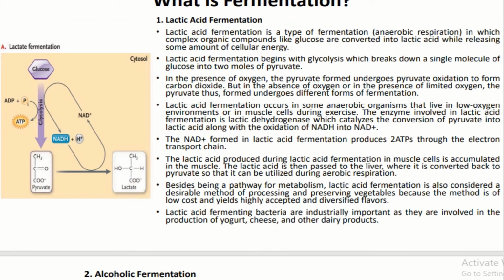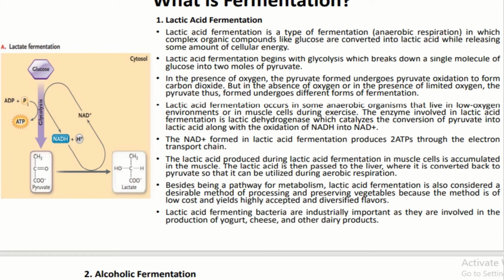Then we have lactic acid fermentation. Lactic acid fermentation is a type of fermentation. It is a form of anaerobic respiration in which complex organic compounds like glucose are converted into lactic acid while releasing some amount of cellular energy. Lactic acid fermentation begins with glycolysis, which breaks down a single molecule of glucose into 2 moles of pyruvate. In the presence of oxygen, the pyruvate formed undergoes pyruvate oxidation to form carbon dioxide, but in the absence of oxygen or in the presence of limited oxygen, the pyruvate formed undergoes different forms of fermentation.